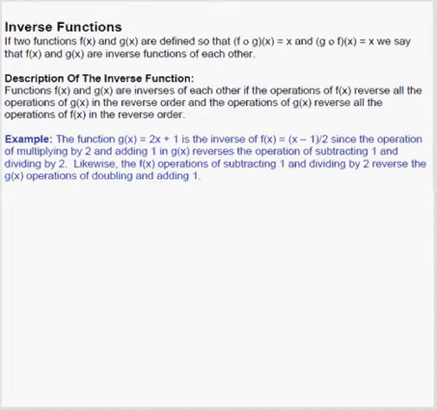In this section, we're going to look at inverse functions. If two functions f of x and g of x are defined so that the composition of f with g of x equals x and g with f of x equals x, we say that f of x and g of x are inverse functions of each other.